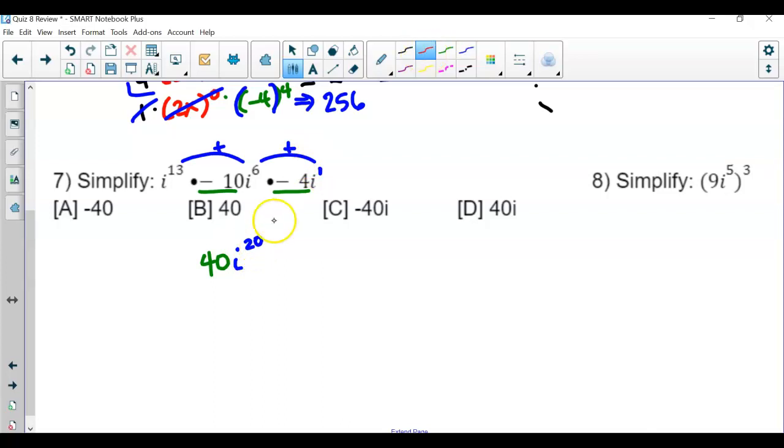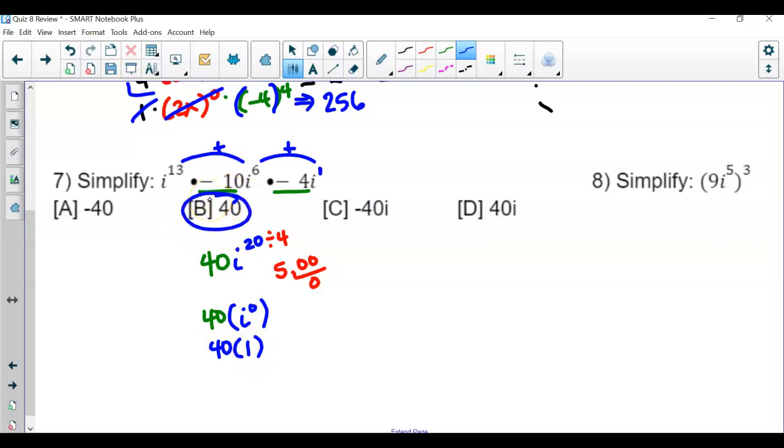So now when you divide using the quarter method, so dividing by 4, you get a whole number of 5, which is the same as 5.00, which is 0 quarters. So here when we have 40, we're going to now multiply that by i to the 0. And i to the 0, anything to the 0 power is just 1. So 40 times 1 is 40. That's why the answer was B.